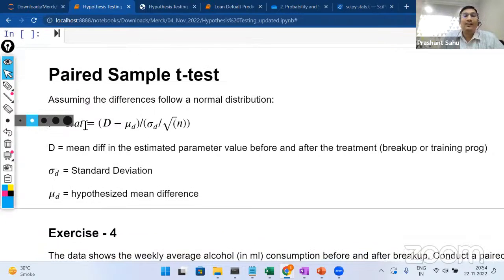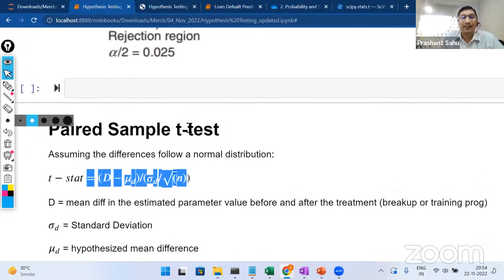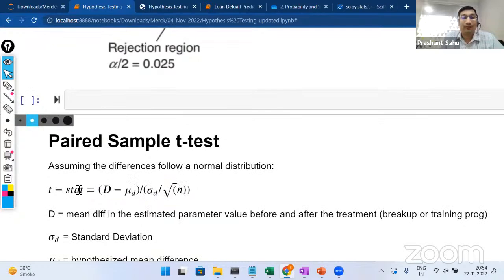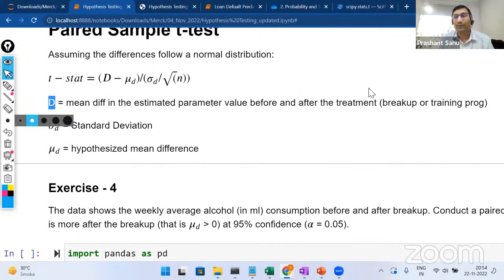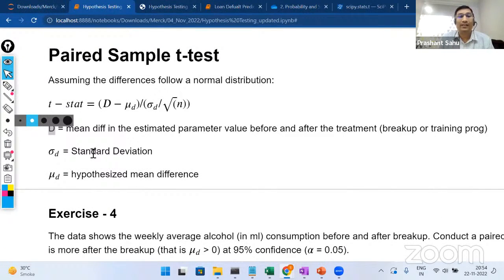So this is the formula, the T-stat. Why are we talking about the T-stat? Because all the metrics you are going to calculate are from the same sample, so we have to go for a T-stat. What is capital D? Capital D is the mean difference in the estimated parameter value before and after a treatment, in this case, a breakup or whatever. And sigma D is the standard deviation, along with the hypothesized mean difference.